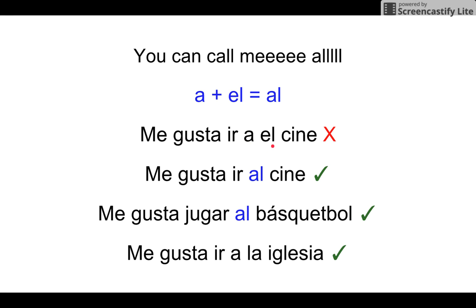Sometimes a will be right next to the word el. For example, me gusta ir a el cine. I like to go to the movies. Whenever we see a and el in the same sentence, they always contract into al. So instead of me gusta ir a el cine, me gusta ir al cine. Just think of it like math. Whenever you see these two terms, always put them in the simplified version, al.